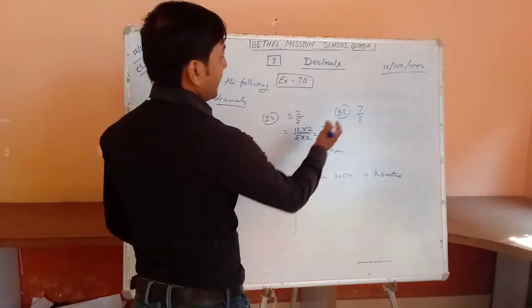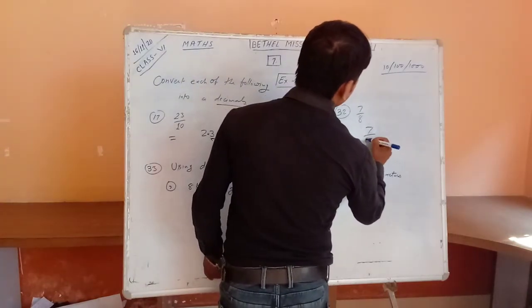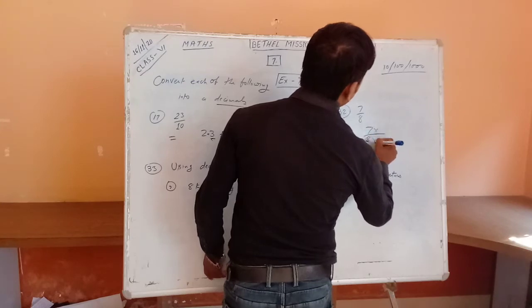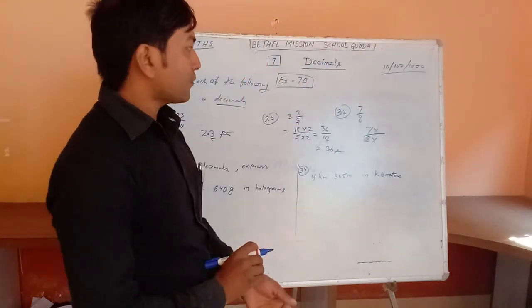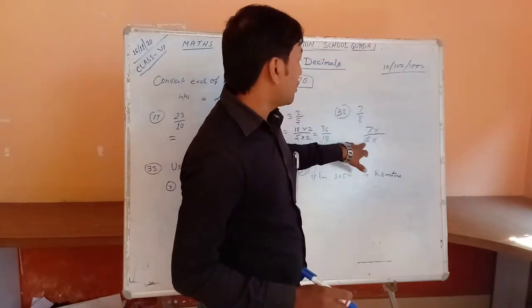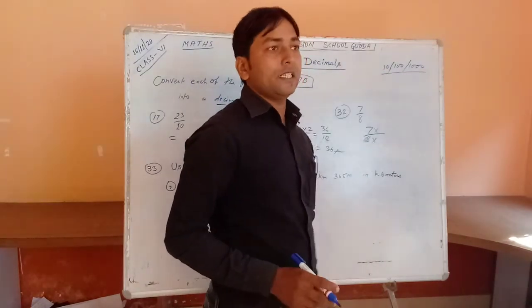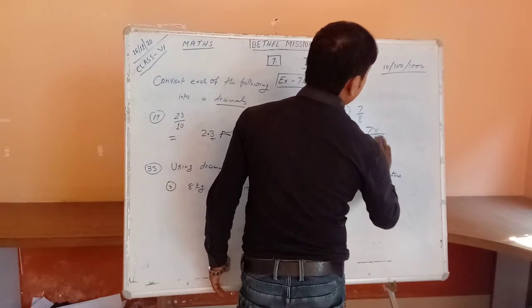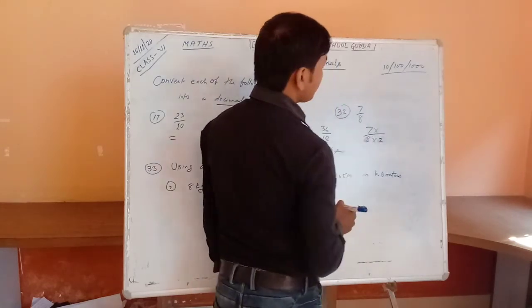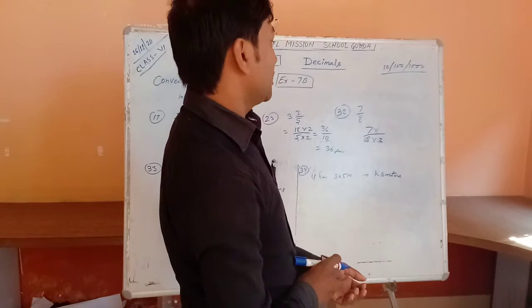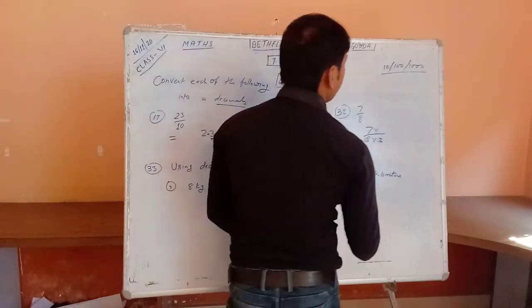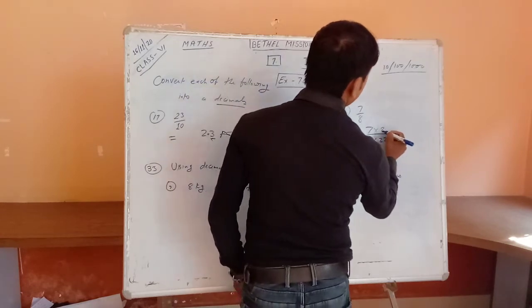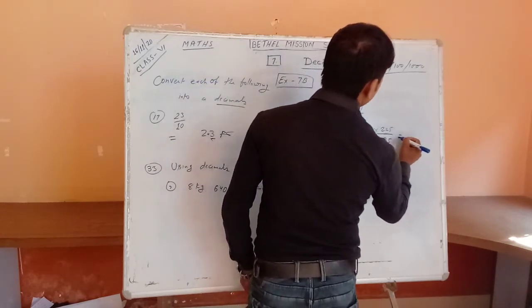Okay, so now again I am going to take 7 upon 8. So with which number can you multiply to make 10? We can't make 10, also 100 we can't make. 1000, try to make 1000. If we multiply by 125, then the denominator becomes 1000.